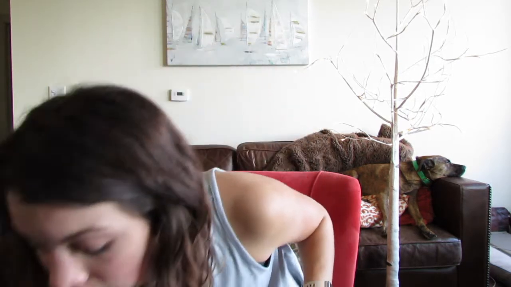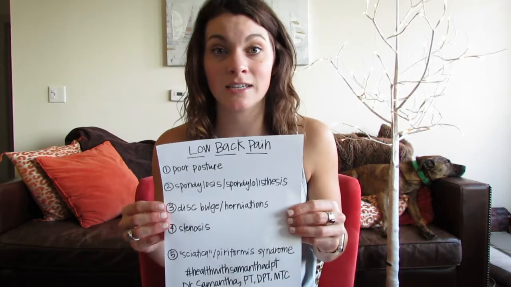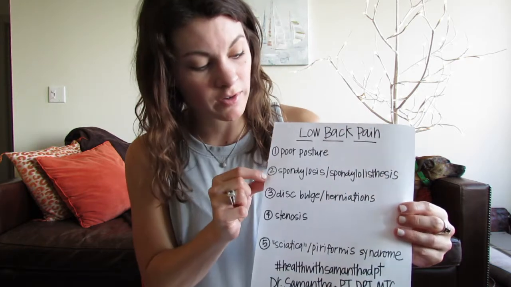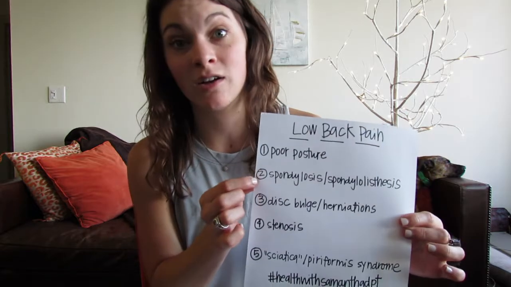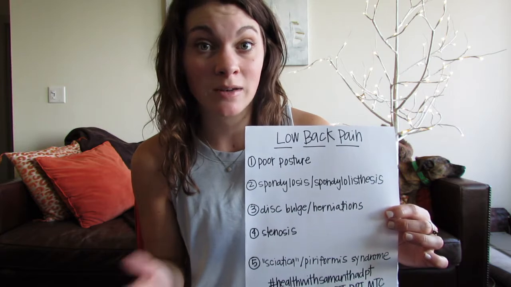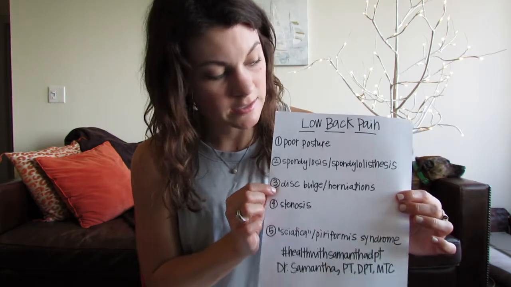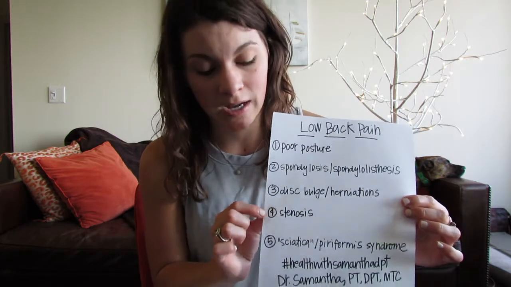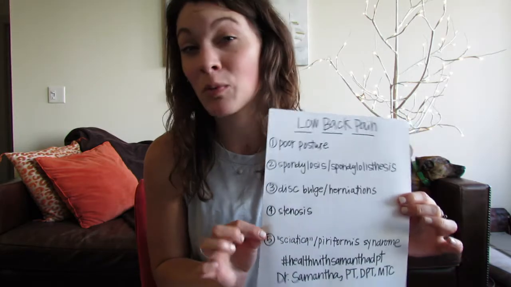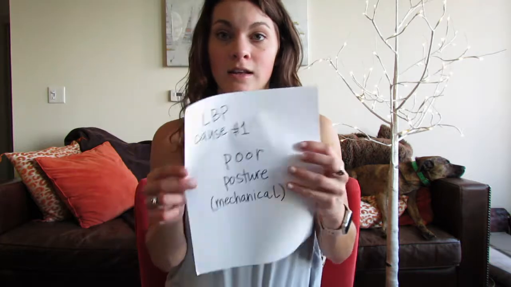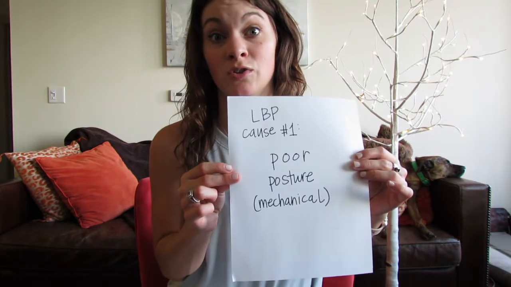I've got a list here of the 5 main causes that I see for low back pain. This video is going to be on poor posture or more mechanical reasons. We've also got spondylosis and spondylolisthesis, which I'll get into. I know those are fancy words, but they mostly mean degeneration and instability or laxity in your spine. A future video will go over that. We've got a disc bulge and herniations, which we've all heard of. Stenosis, which is narrowing of the spine. And then we'll talk about the misnomer, to some degree, of sciatica, what that means, and then piriformis syndrome. But today's video is on poor posture or mechanical causes for low back pain.